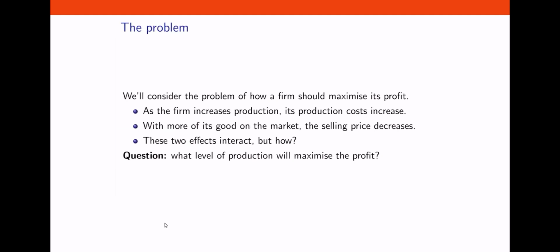First of all, as the firm increases its production levels, its production costs will increase. And also, with more of its good available on the market, the selling price will decrease. Now, these two effects interact, but it's not always clear how, so we have to do some mathematical modeling to find out. The overall question, the ultimate question that we want an answer to, is how should the firm maximize its profit? What level of production, how many items should it produce to maximize its profit?